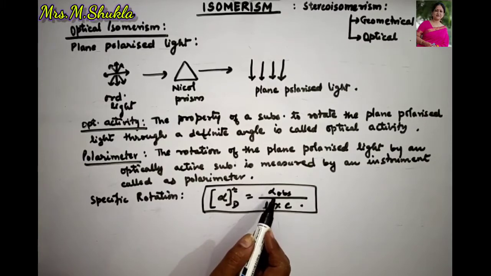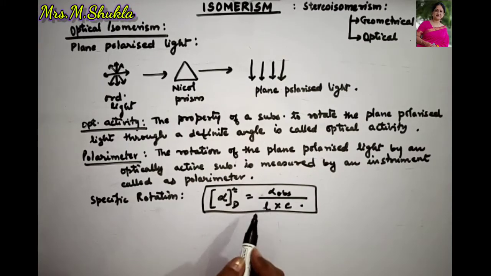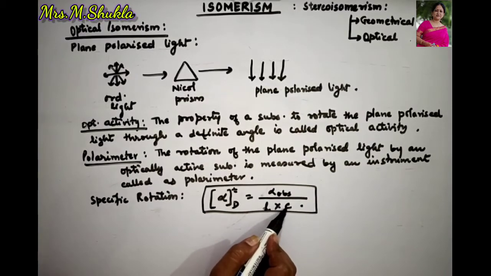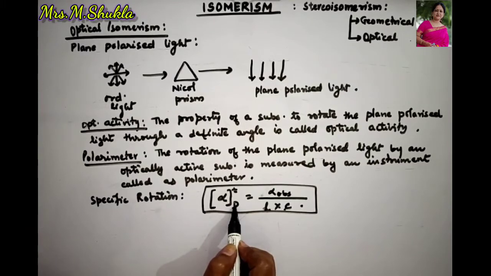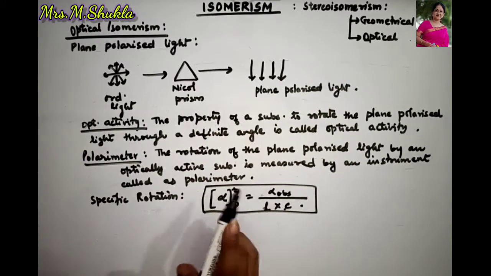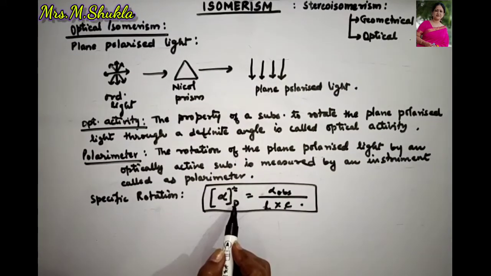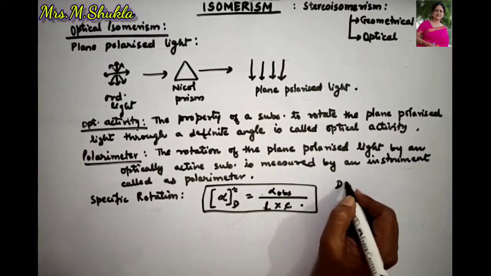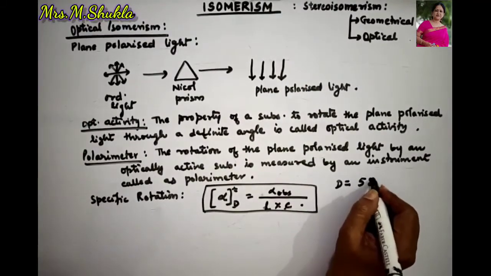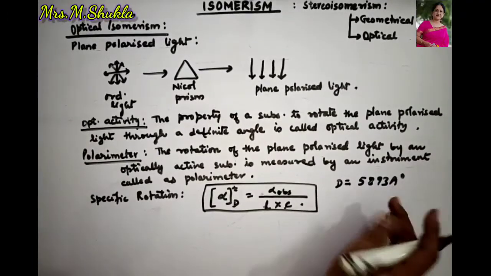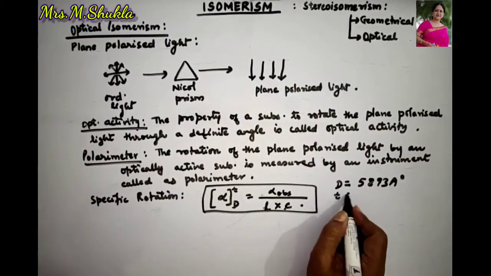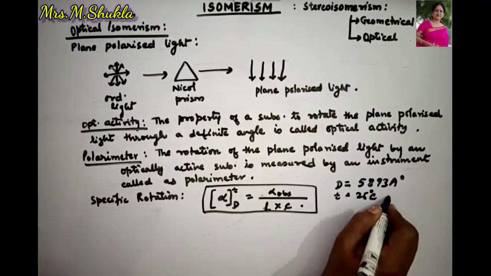Specific rotation is equal to the observed rotation in degrees upon the length of the solution in decimeters into the concentration of the substance in grams per centimeter cube. Here, what do we mean by D? It is the wavelength of the light that is used over here, 5893 Angstroms, and T is the temperature, generally 25 degrees Celsius.